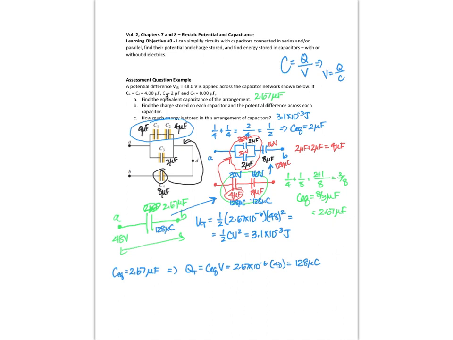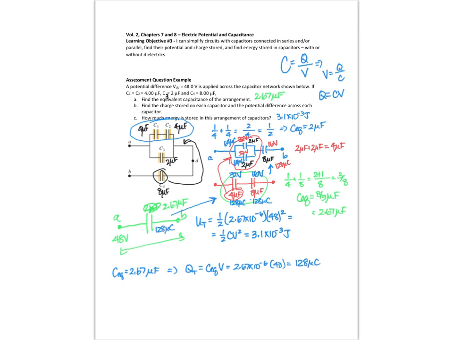And from that, I can say Q can be written as C times V. So I can find the charge on each of these two capacitors that are in parallel to each other. And I find that they each end up having 64 microcoulombs.